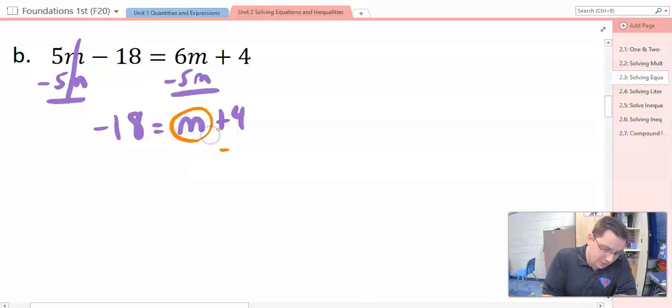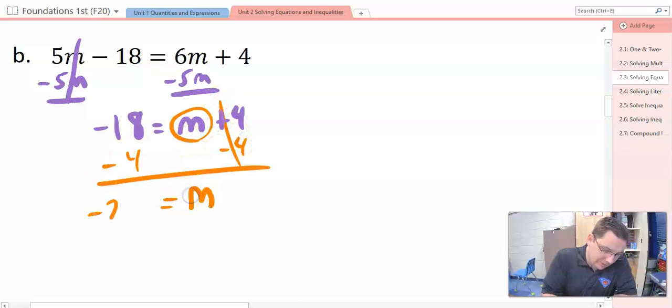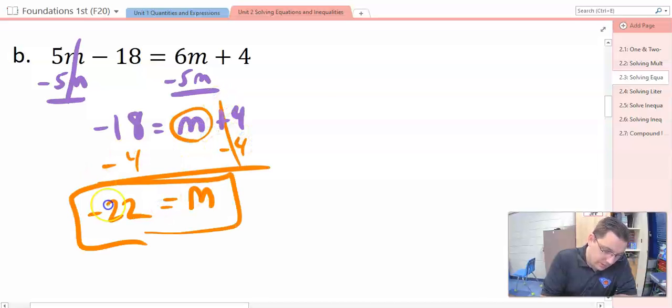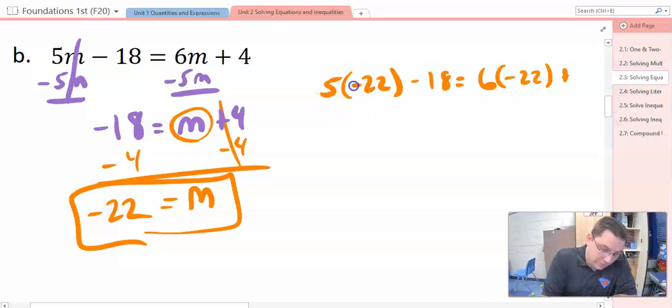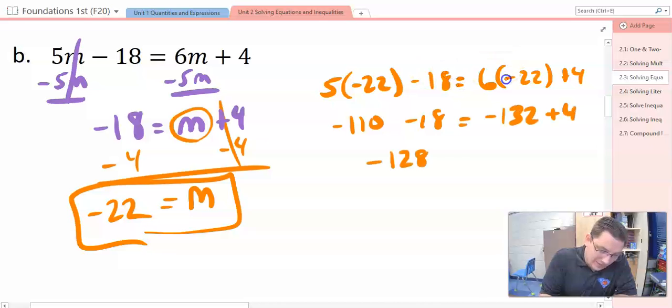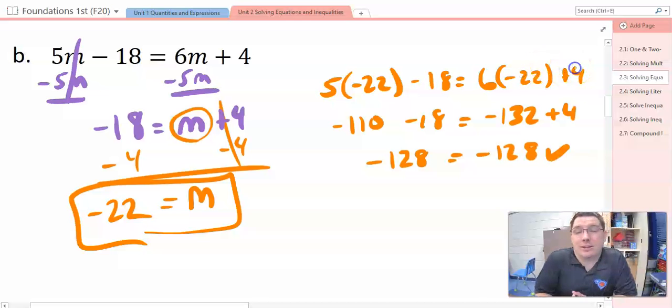All right, so now we're finishing off solving this. The m is here, so I need to move the 4, so subtract 4 from both sides. That cancels, so m is equal to negative 22. And if we do our check, make sure you plug it in everywhere. Everywhere you see the m, you will plug in that negative 22. 5 times negative 22 is negative 110. 6 times negative 22 is going to be negative 132. And so negative 110 and negative 18 is negative 128. Negative 132 and positive 4 is negative 128. So this does check out. That m is equal to negative 22.